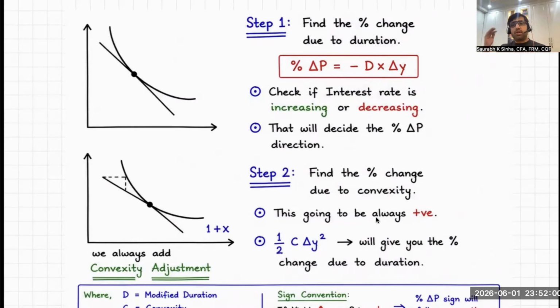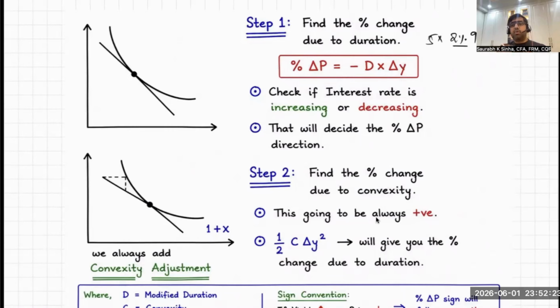Step number one, forget about convexity. Just talk about duration. So assume they say that the interest rate will change by 2%, and that the interest rate will increase, and you know the duration. So you'll simply multiply by the duration. You'll say that the bond price will change by 10% in the opposite direction because that is the definition of duration.